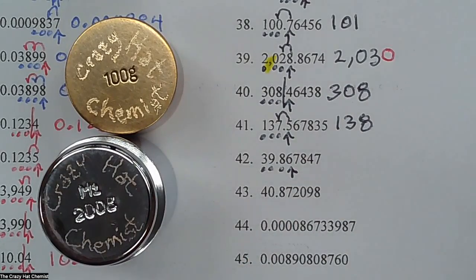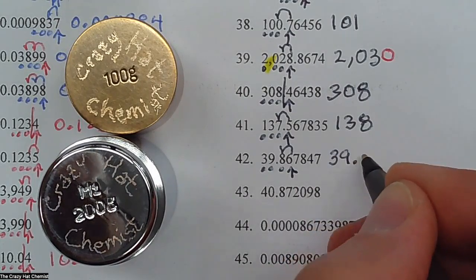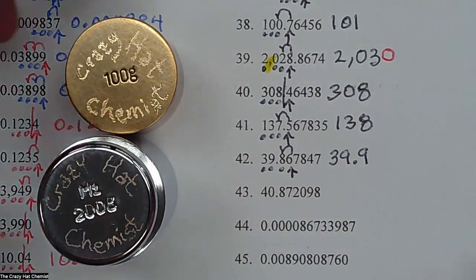1, 2, 3 significant figures. I got that 6. That's 5 or greater. Add 1 to the preceding digit. That's 39.9. Okay, we're really close to the end.